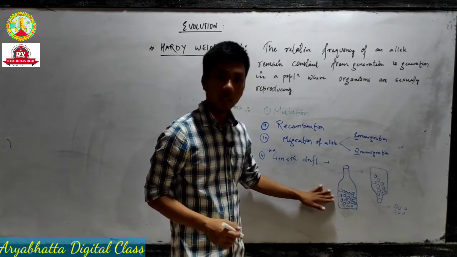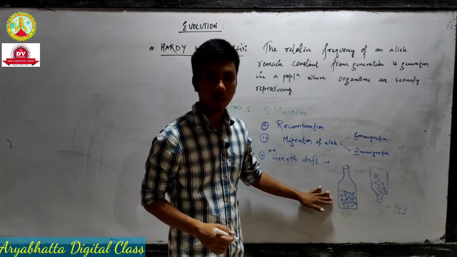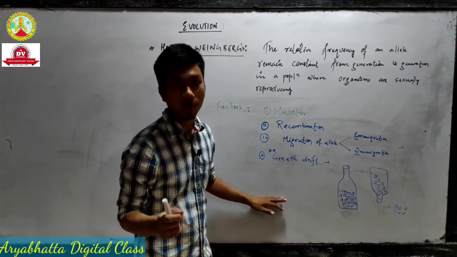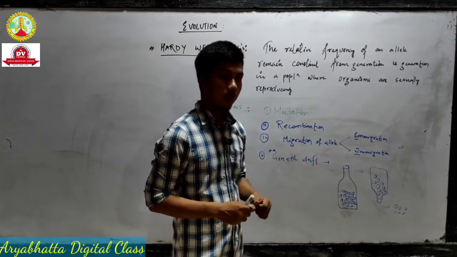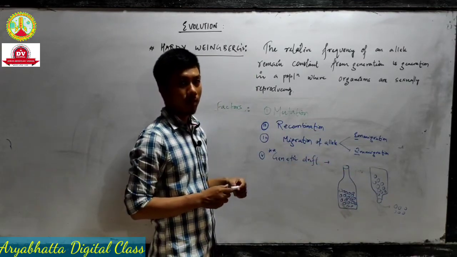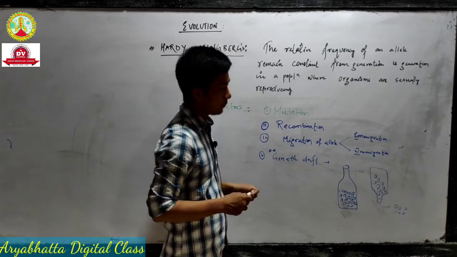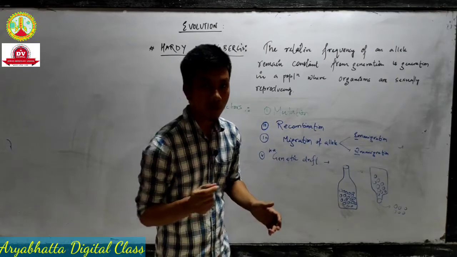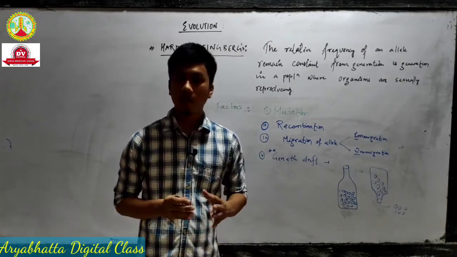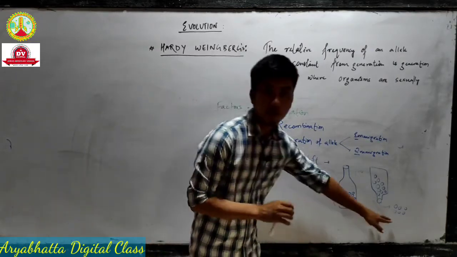We are taking the example of a narrow-neck bottle with pebbles. Some pebbles are going to fall out of the bottle, some, not all, because it has a narrow neck. The ones whose size is suitable will come out of the bottle.